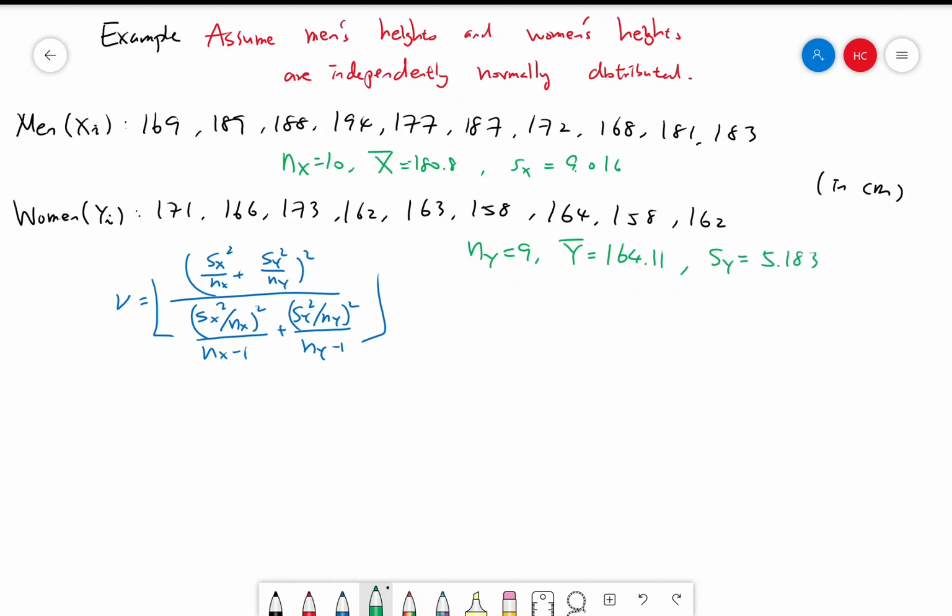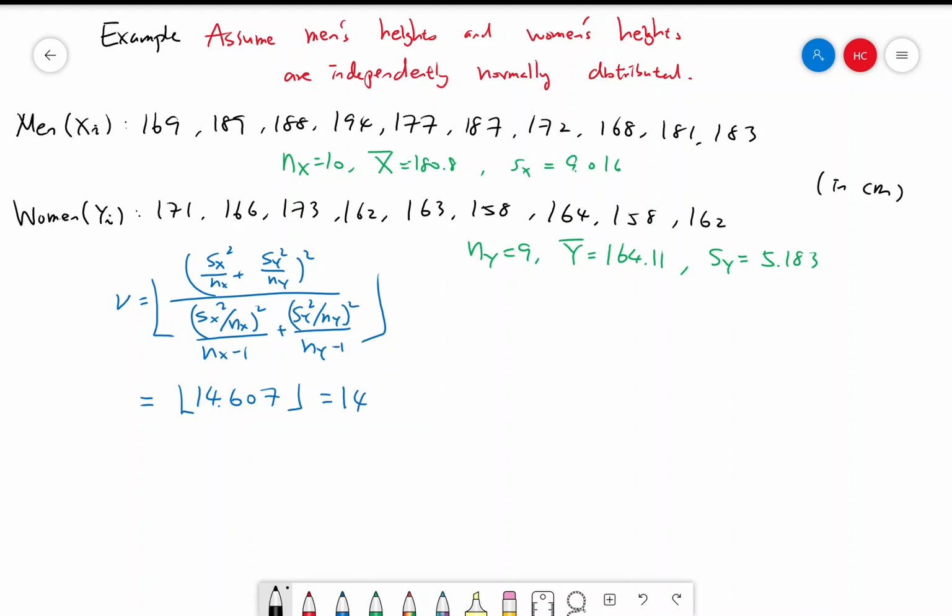So now we can plug in the sample sizes and the sample standard deviations into nu and calculate the degree of freedom. So plugging everything in, this is equal to 14.607. Remember, we round down, so it's 14.